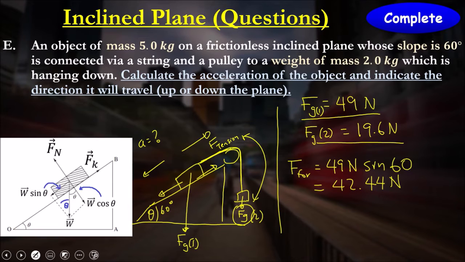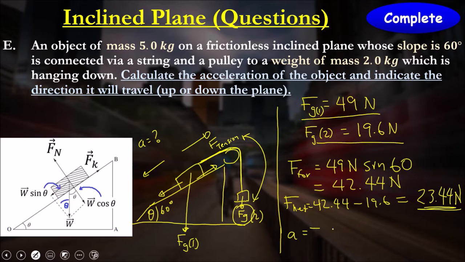If we look at the net force, F net, it's 42.44 minus 19.6, because it is pulling it in the opposite direction. So we get an answer of roughly 23.44 newtons. So the last step is to work out the acceleration. The acceleration is force over mass.